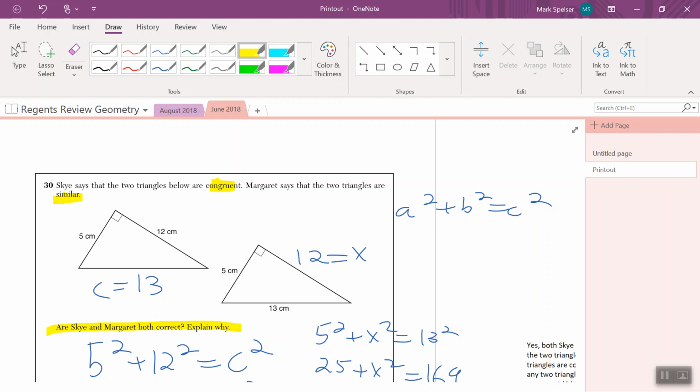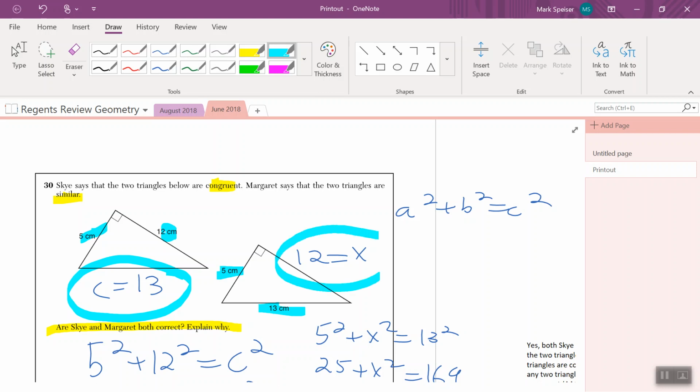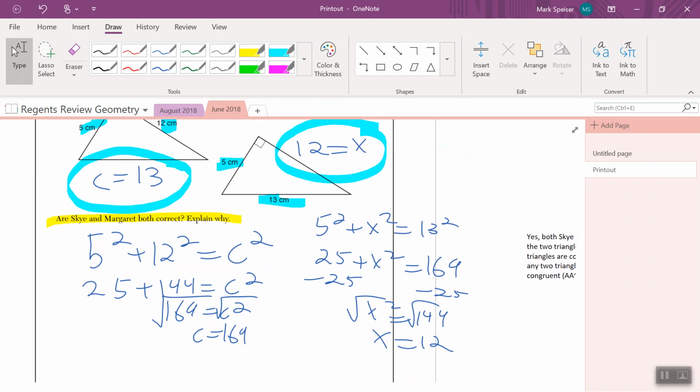So using the Pythagorean theorem, you can find the missing sides of each triangle. First, the first triangle, which has 5 centimeters and 12 centimeters for the legs, will have a hypotenuse of 13. And then you use the other triangle, which has a leg of 5 centimeters and a hypotenuse of 13 centimeters. That means the other leg has to be 12 centimeters. You should show your work for finding the missing sides of each triangle using the Pythagorean theorem.